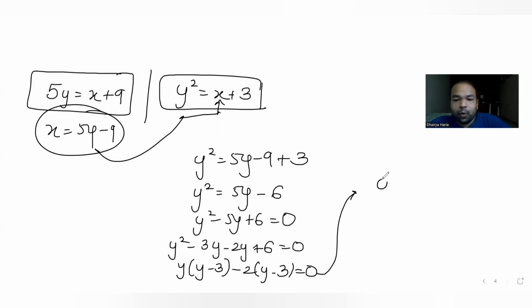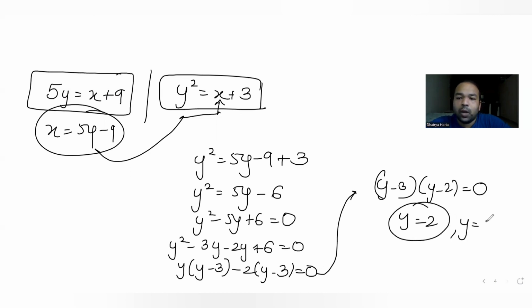So you get here (y minus 3)(y minus 2) is equal to 0. You get 2 points of intersection. One is y equal to 2 and the other y equal to 3. We have got the y coordinates for the points of intersection. Let's also find the x coordinates.